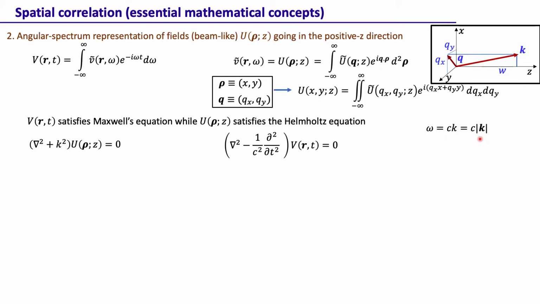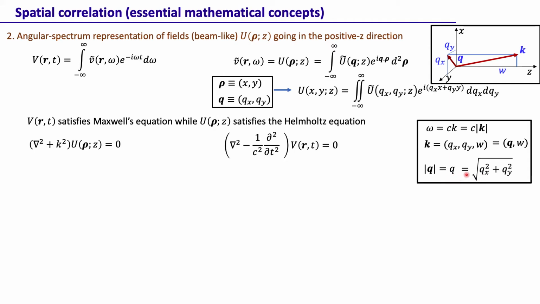This wave vector, its magnitude is this k, and this k is connected with the frequency by this formula: omega equals ck. This k is the three-dimensional vector qx, qy, and w. We can also write it as q, w, where the magnitude of q, which I will write as a non-bolded q, is basically qx square plus qy square. So I'm just putting everything in one place so that it is clear what these different symbols actually mean.